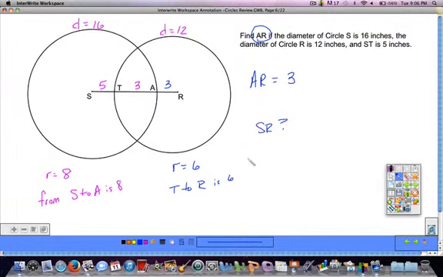What if it had asked you to find SR? It didn't, but it could. SR would be 5 plus 3, which is 8, 9, 10, 11. Okay? By the way, that's inches. You could just do IN. That's inches. Okay? If you need more of these problems, let me know. These really bother people for some reason.